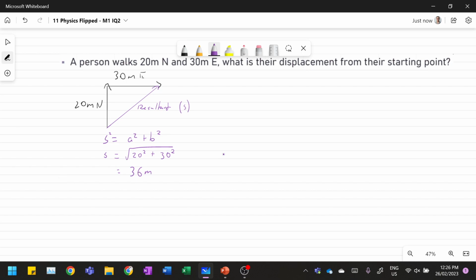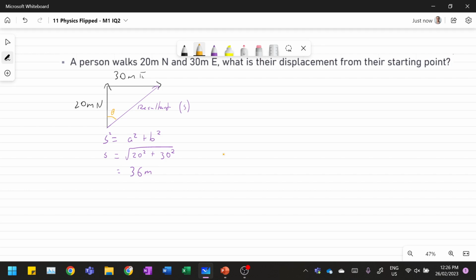So we've got 36 meters here as our answer, but that is not the only piece of information that we need to give with the displacement. When we are calculating for a vector, we also need direction. To know what direction we're working from, we'll need this bearing here, which I'm going to label as theta.